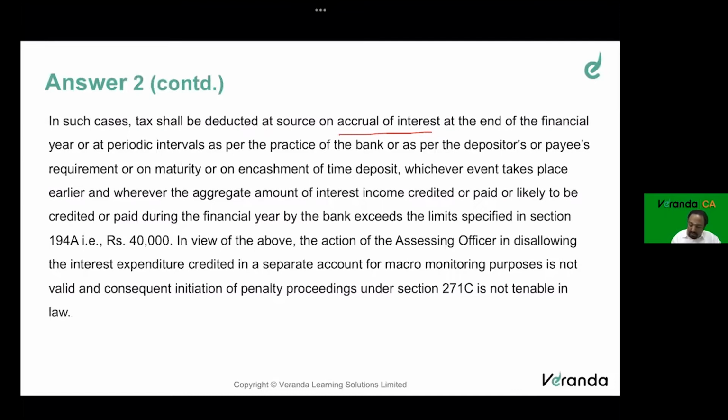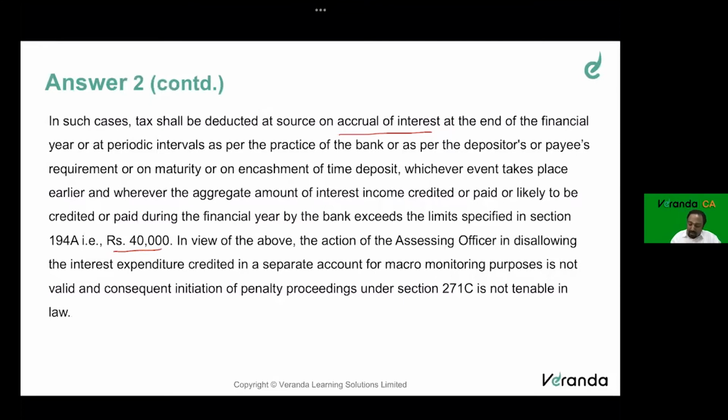So that's what on maturity or income, whichever event takes place here. In that case, whatever is being paid by the bank exceeds the limit of 40,000, TDS shall be deducted. So only in that case will we have to come into this situation of whether it has exceeded 40,000 or not. That's what the provision says.